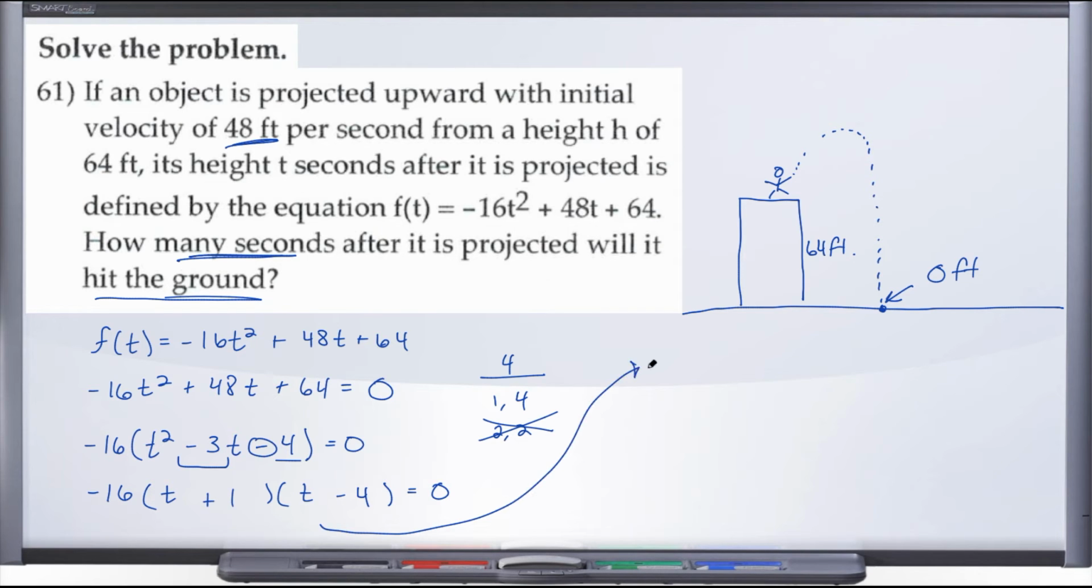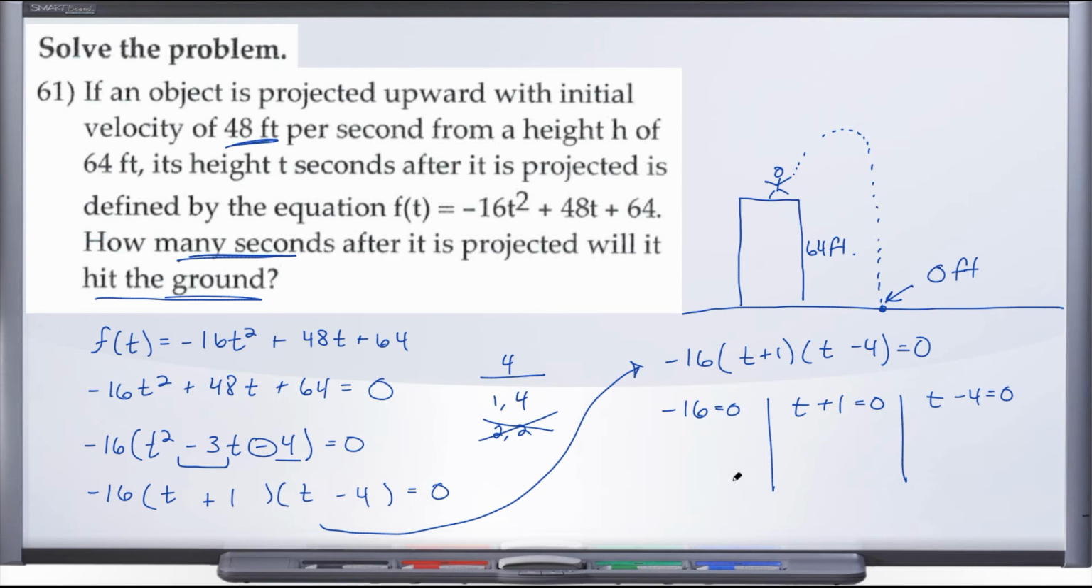All right, and we know what to do from here. Now that we've factored our polynomial, let me just rewrite it over here. Let's set each of these factors equal to 0 independently, which is what we've been doing. So we have -16 equals 0, we have t plus 1 equals 0, and we have t minus 4 equals 0.